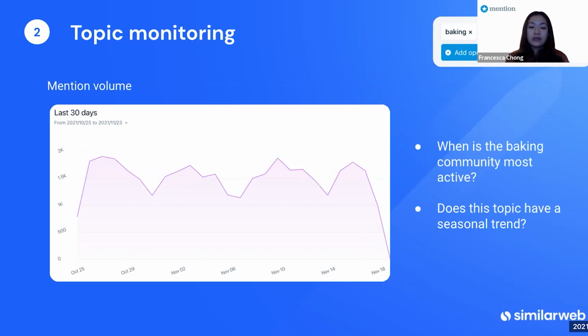And if we were to extrapolate this and do an analysis over a longer period of time, for example, over the course of one year, we'd be able to see whether this topic has a seasonal trend, whether people are talking about baking more around the Christmas period, if there are peaks or troughs over the year. So it's very interesting to get a gauge of how this audience are talking about this topic.